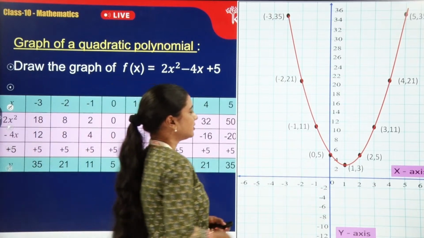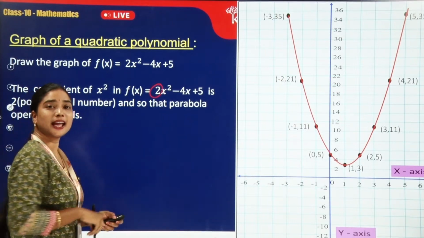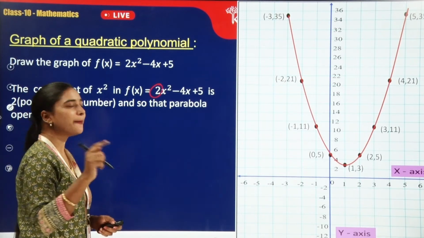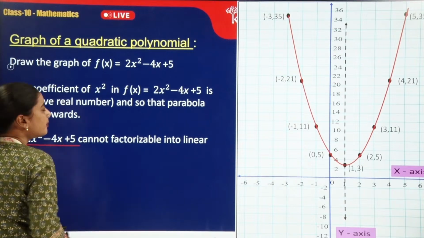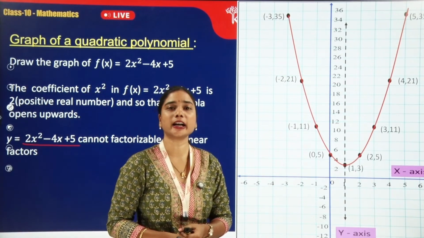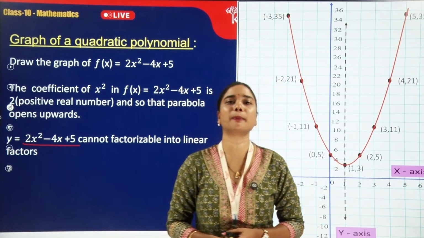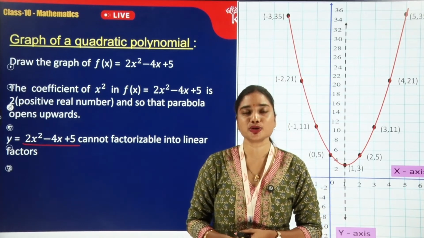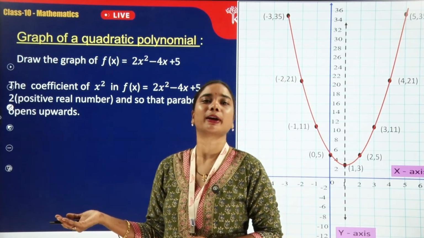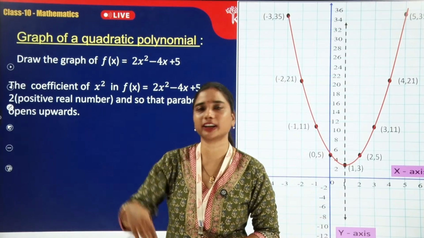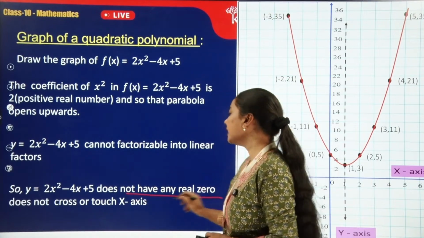So here if you observe, the coefficient of the given polynomial is positive. Hence the parabola opens in the upward direction. And then you can see that the given quadratic polynomial does not have linear factors. We cannot factorize 2x square minus 4x plus 5 into two linear factors. So that's why we cannot find the value of x. The parabola is staying away from the x-axis, and we cannot find any real zero.